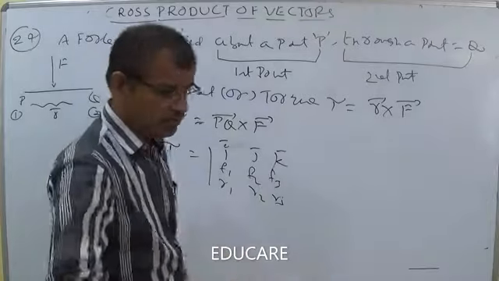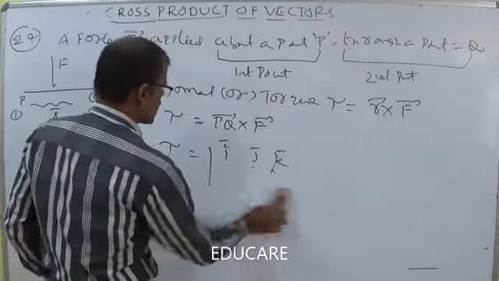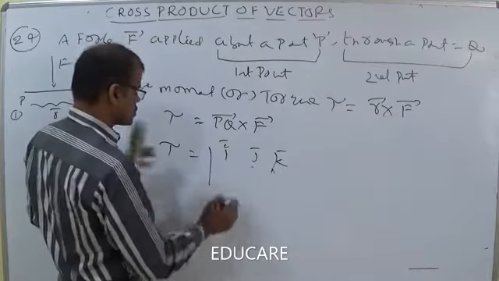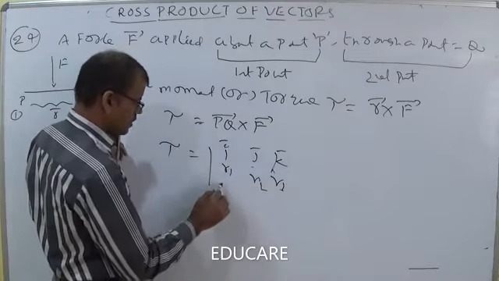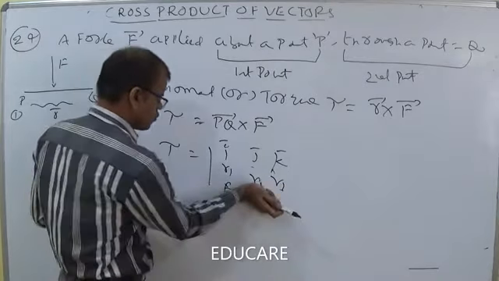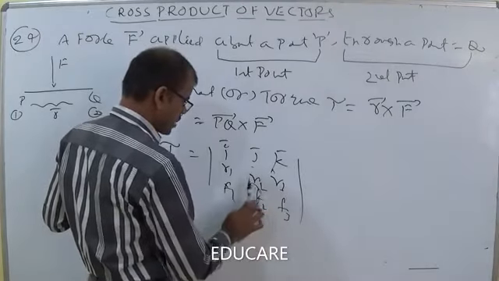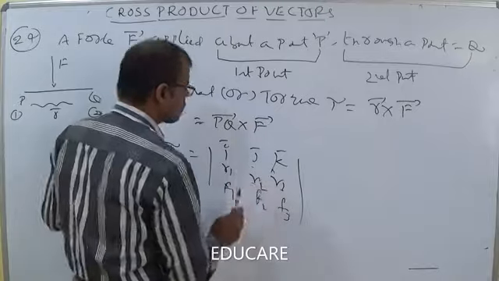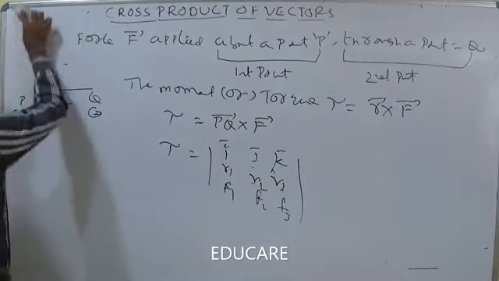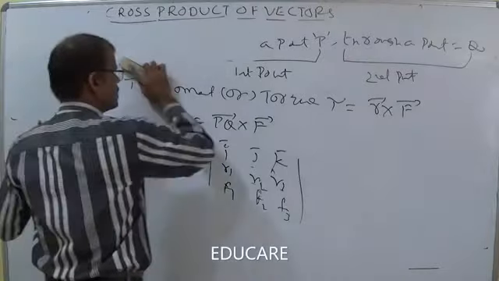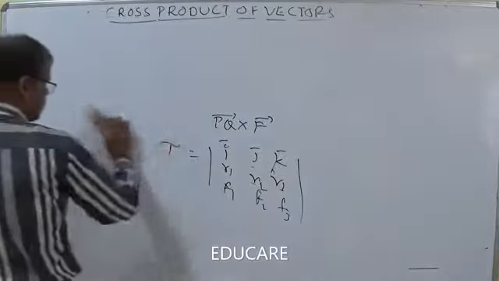First R cross F1. So first of all you should take only this letter. First R cross F, later force. First you write PQ here, R1, R2, R3 and F is F1, F2, F3. This is torque tau. Torque tau can be calculated using R cross F. Using this tau concept, let us discuss an example.